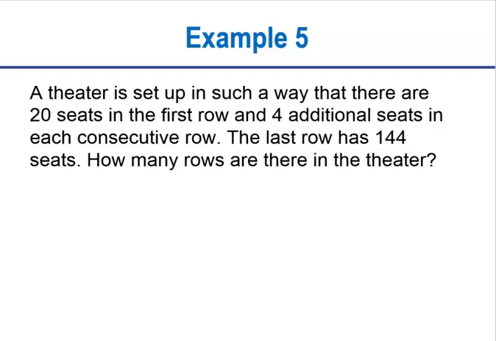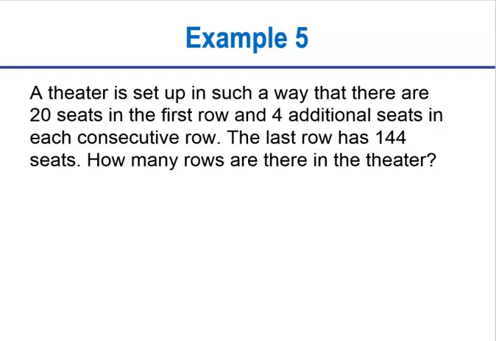So we would need to know how many rows are there in the theater. Now, one way you could do this is you could just list the numbers between 20 and 144 with their differences of 4, like 20, add 4, that's 24, add 4, that's 28, add 4, that's 32, and write them all down until you get to 144 and count how many rows you have.